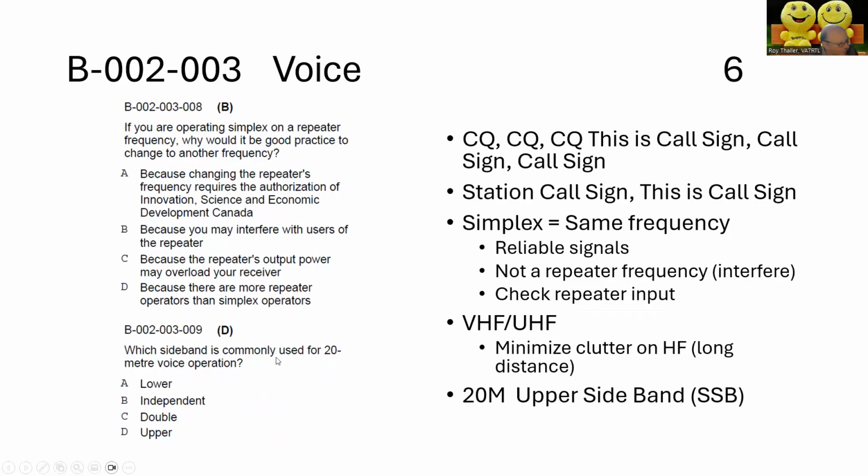Which sideband is commonly used for the 20-meter operation? The answer here is upper sideband, USB. Typically, anything higher than 30 megahertz is upper sideband, and anything less than 30 megahertz is lower sideband. Although this is by convention, you could do upper sideband on those lower frequencies, but by convention, it's lower sideband.